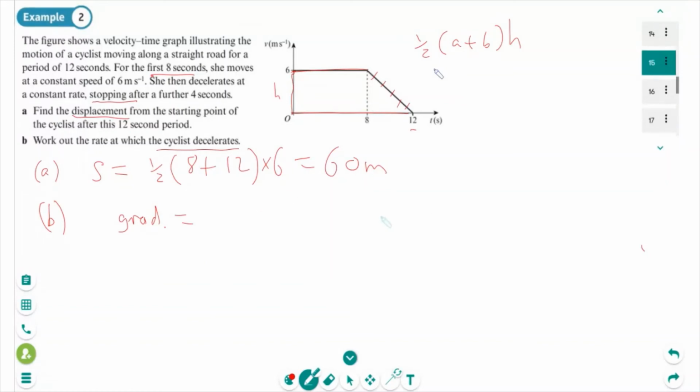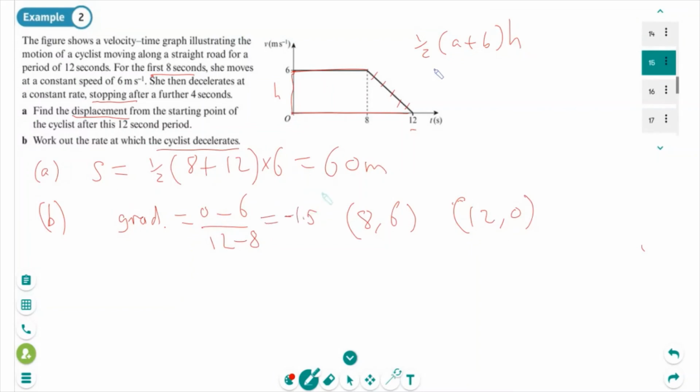If you want to work with coordinates, that point would be (8, 6), and the end point will be (12, 0). So when you work out the gradient, you could do 0 take away 6 over 12 take away 8. We know it has to be negative. So that gives you -6 over 4, which is -1.5.